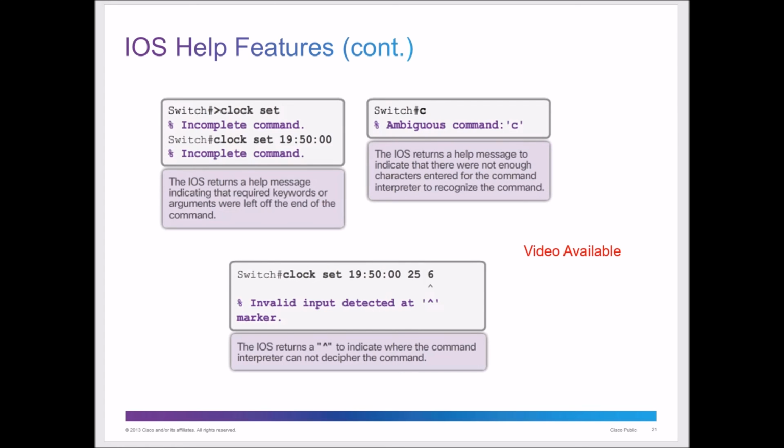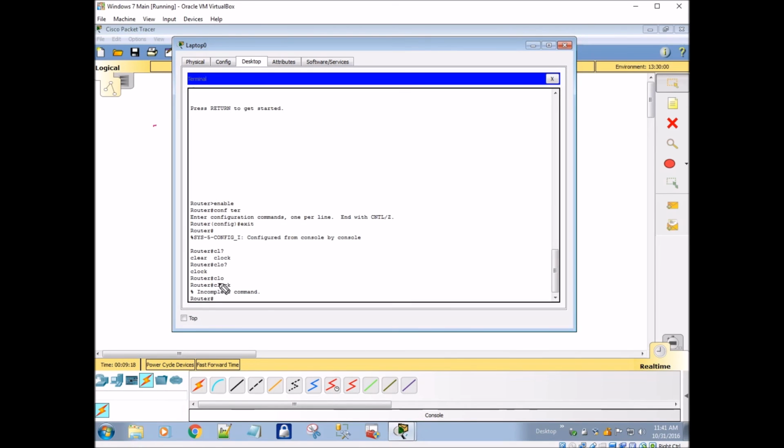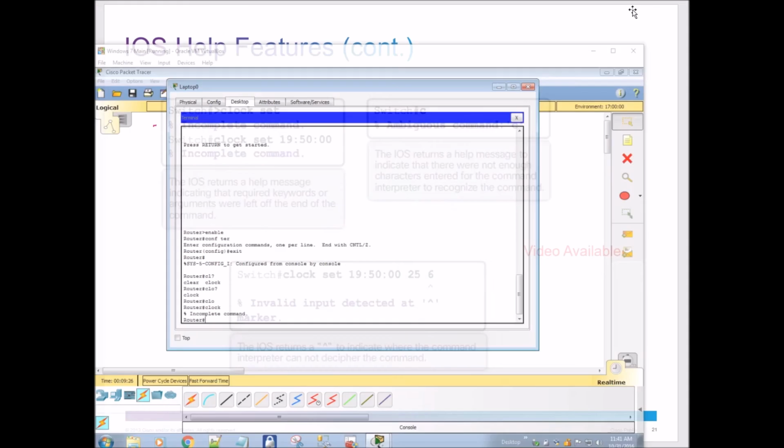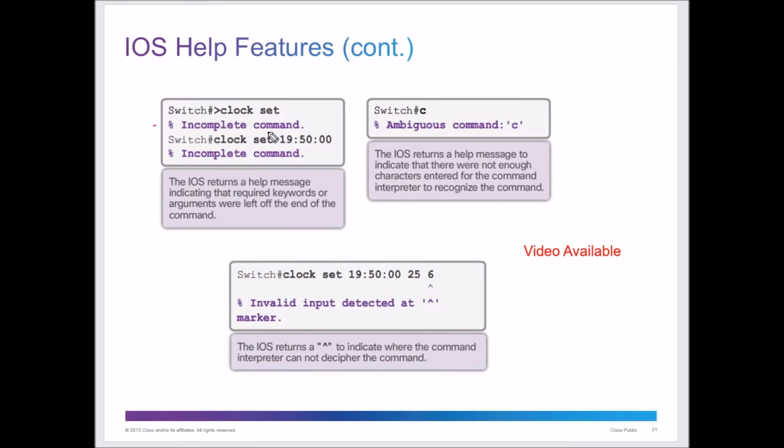If we put in a command that's incomplete, we're going to get an incomplete command. As you saw when I just did that with mine here, I put in clock and pressed enter, and I didn't have an argument in there, and it said incomplete command. So that's what's going to happen here. You're going to get an incomplete command on that. If I do clock set 1950 but I don't have my date, it's going to give me an incomplete command.